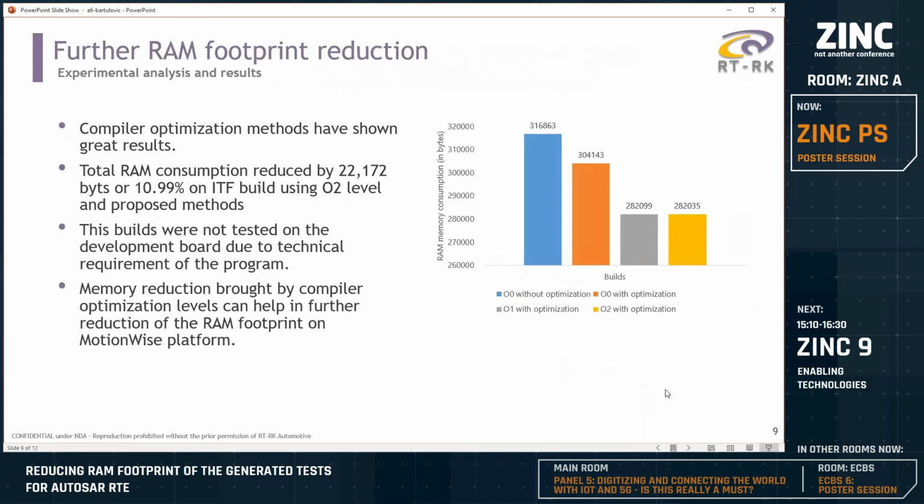So is there any room for improvements here? Of course there is. The O1 and O2 compiler levels have shown great results, saving an additional 22,000 bytes or almost an additional 11% of random access memory on the ITF build. As I said, those builds were not tested on the development board due to technical requirements of the project, but can be, and in this situation are, a good indicator of possible random access memory footprint reduction on the MotionWise platform.